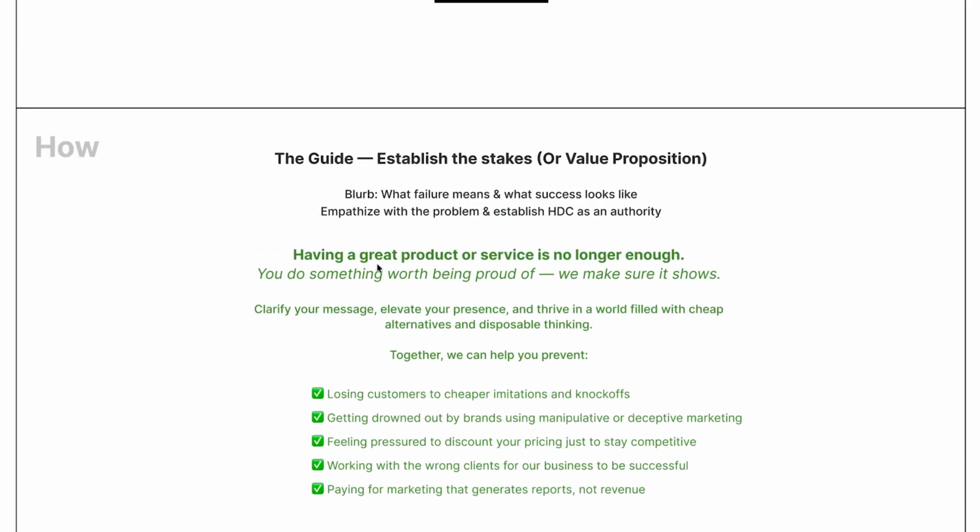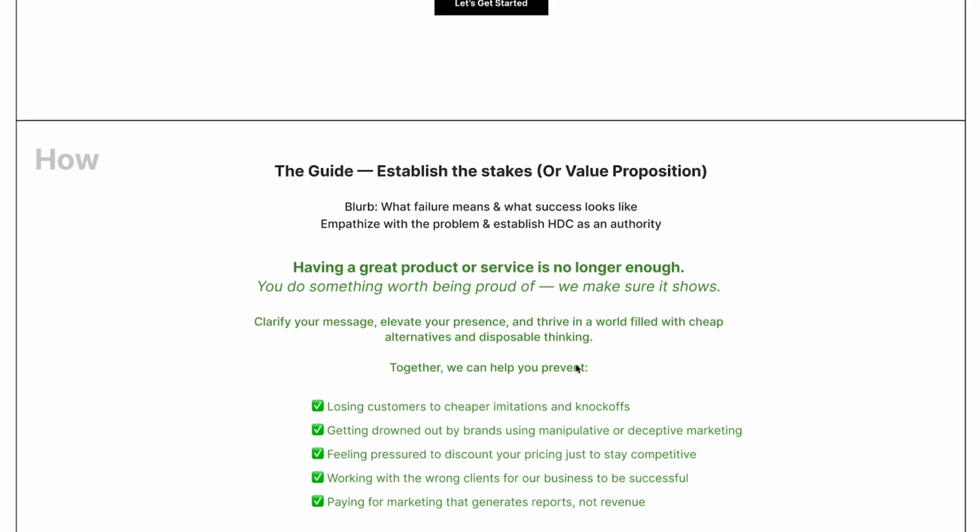So this is what we wrote. Having a great product or service is no longer enough. You do something worth being proud of, we make sure it shows. So in that copy, I'm not saying brand strategy or strategic this, I'm using words that I think my audience uses. You know what I mean? When I think about my ideal customer, who the actual specific person is, that's the way I would talk to them in person.